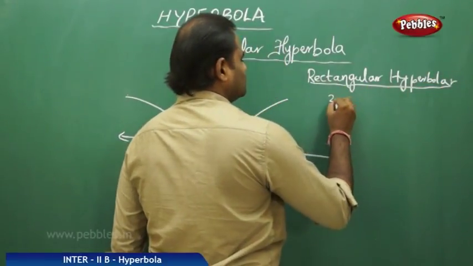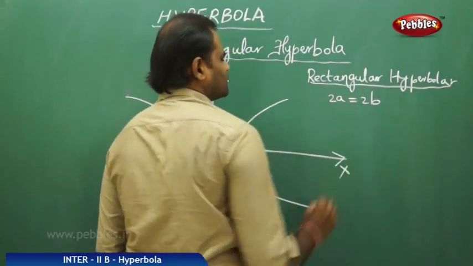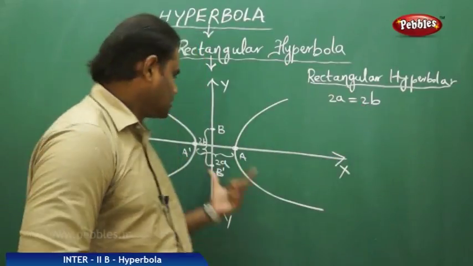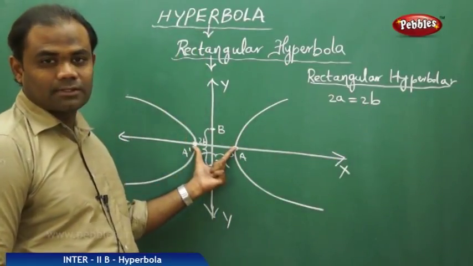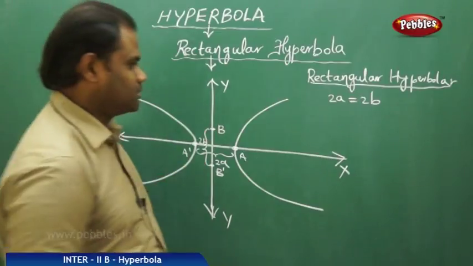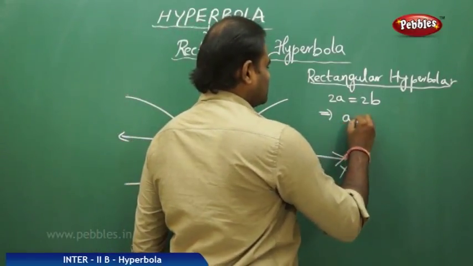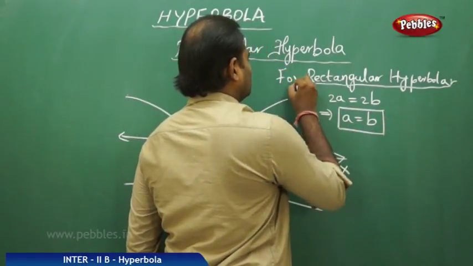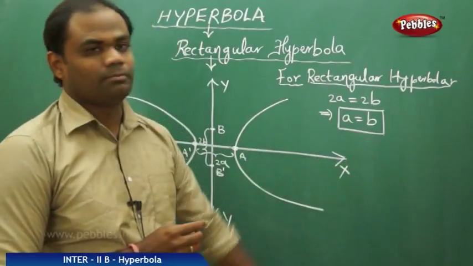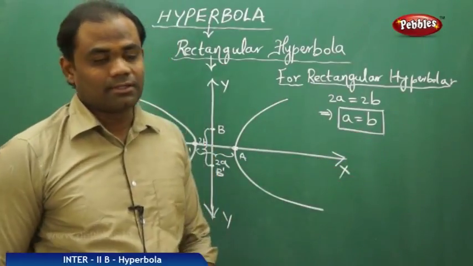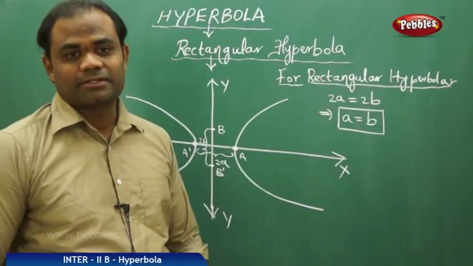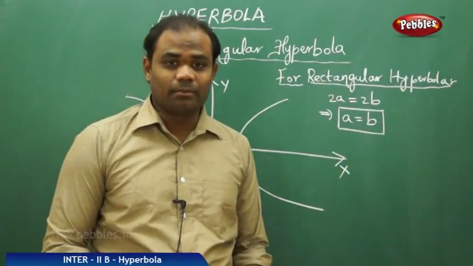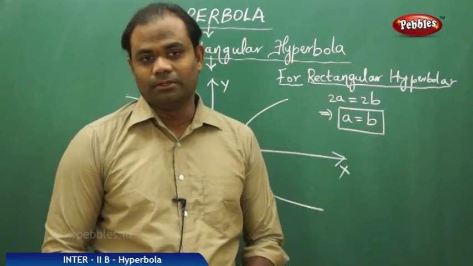We have 2A equals 2B. That is, the length of the transverse axis is equal to the length of the conjugate axis. That implies A is equal to B. So for a rectangular hyperbola, the condition is A equal to B. A rectangular hyperbola is a special case of a hyperbola where A is equal to B.